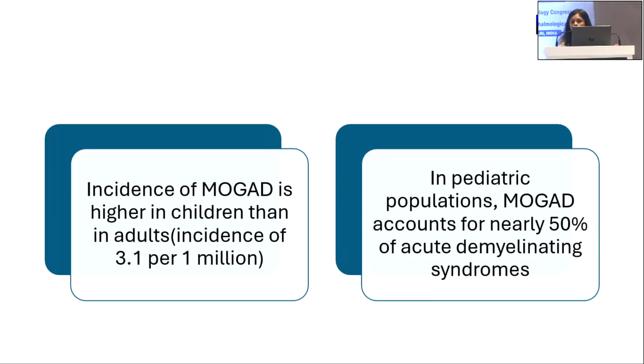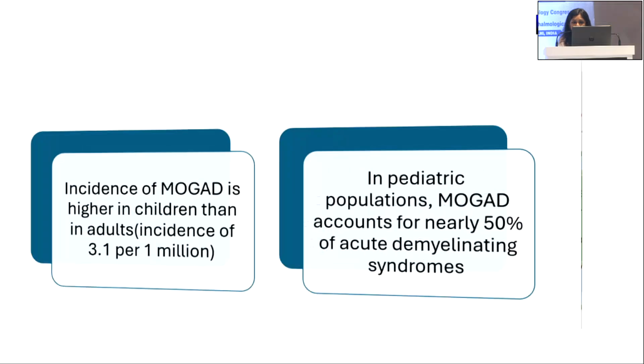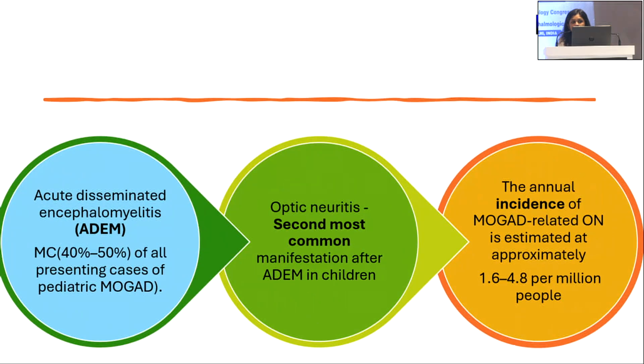In pediatric populations, it accounts for nearly 50% of acute demyelinating syndromes. Acute disseminated encephalomyelitis, or ADEM, is the most common presentation of pediatric MOGAD, and optic neuritis is the second most common manifestation after ADEM. The annual incidence of MOGAD related optic neuritis is approximately 1.6 to 4.8 per million people.